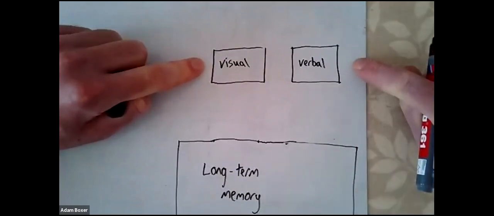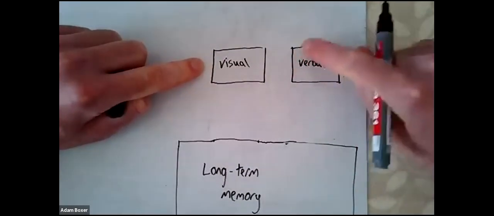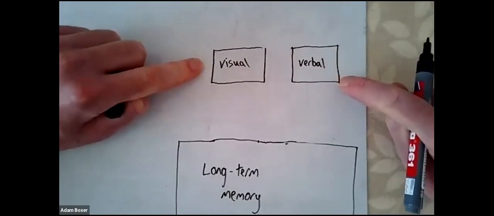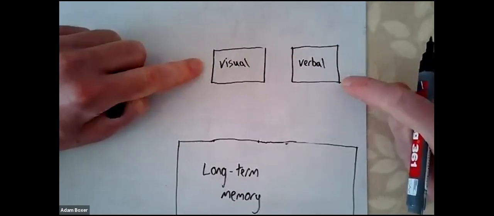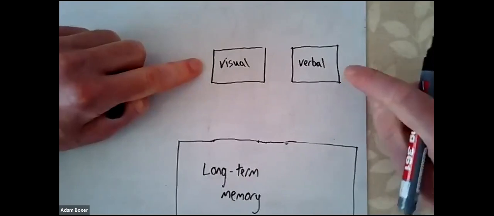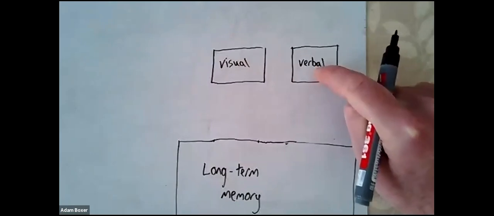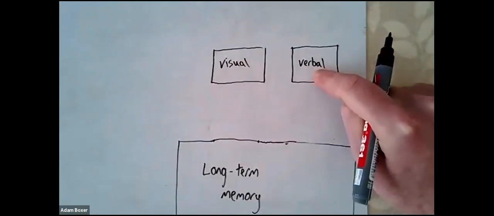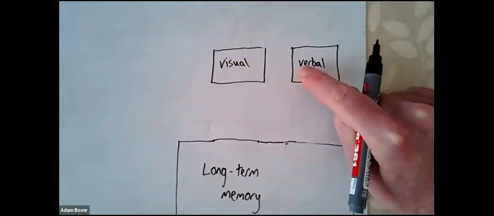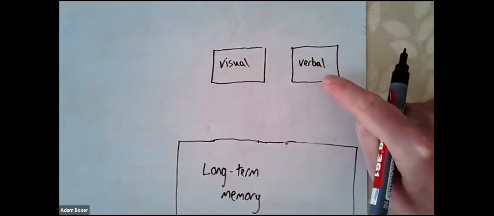Visual deals with pictures and images. Verbal deals with language. But the language that verbal deals with is speaking, is listening, but is also reading. So if you were to read that word verbal, that's being processed in the verbal channel. Even though you're looking at it and seeing it, this is where it's being processed, because it's to do with language.